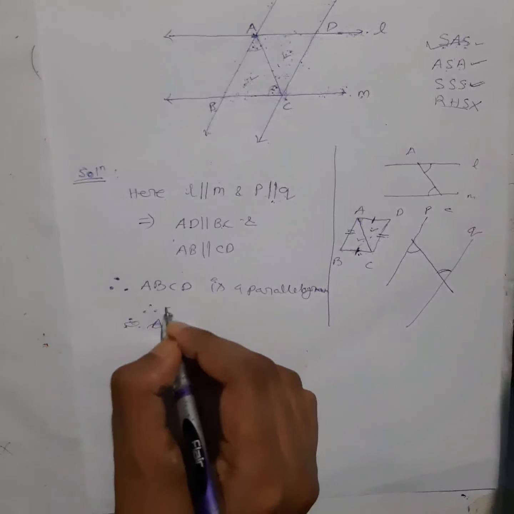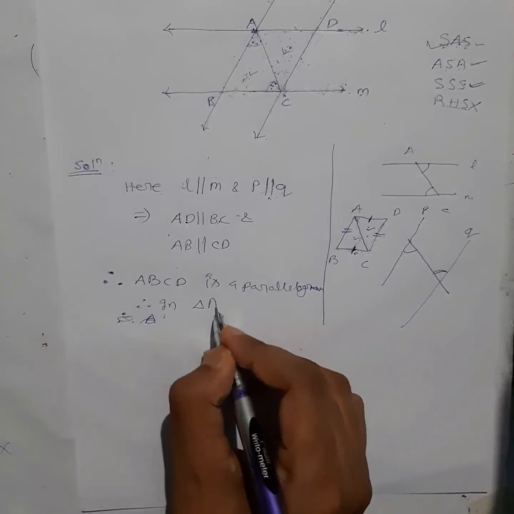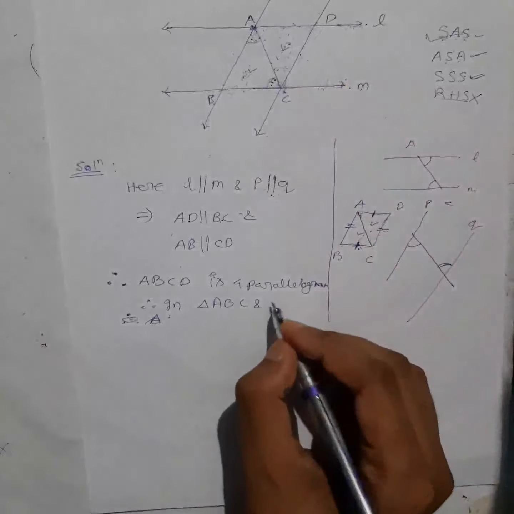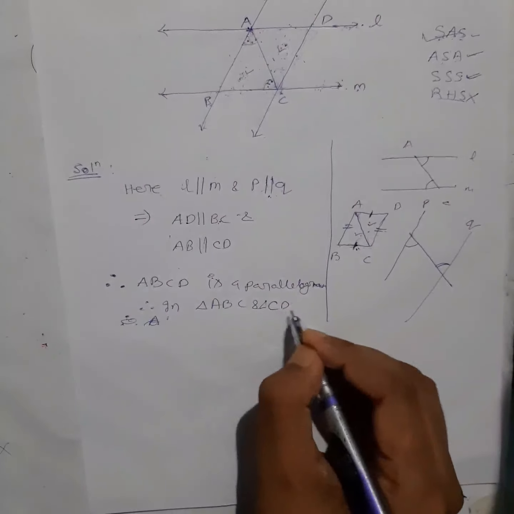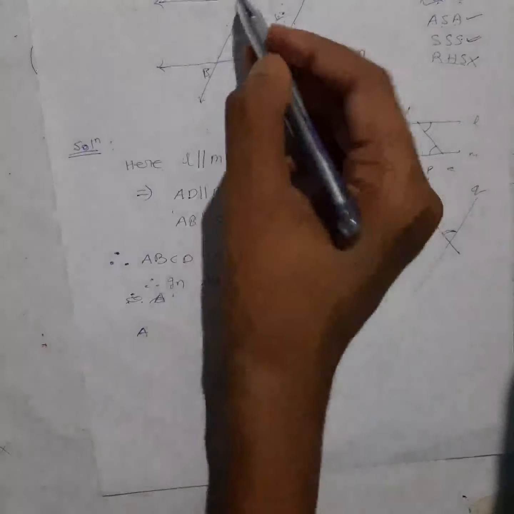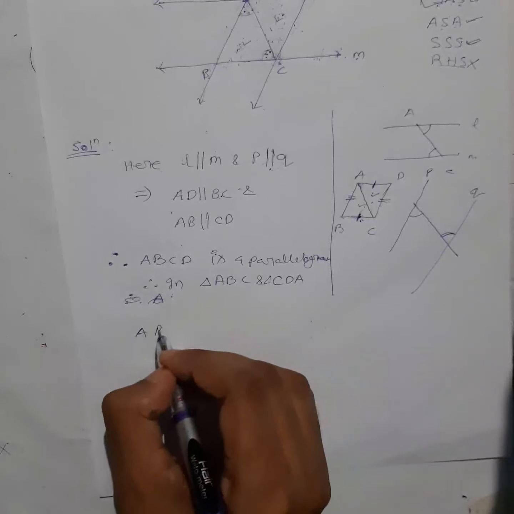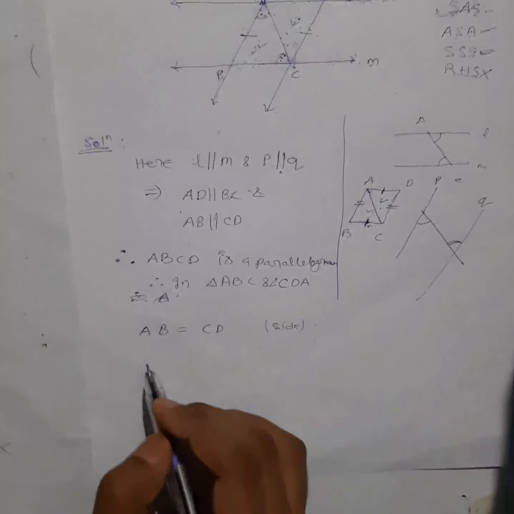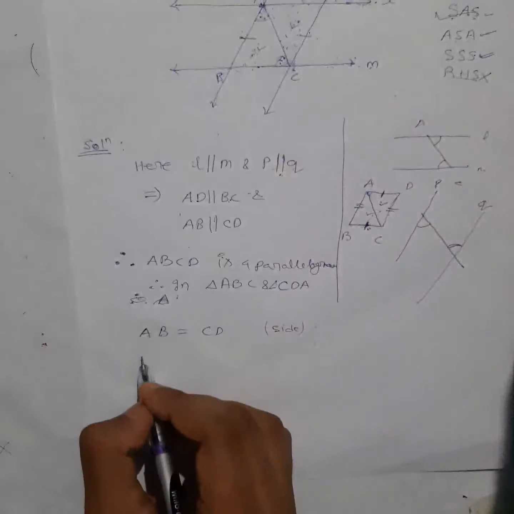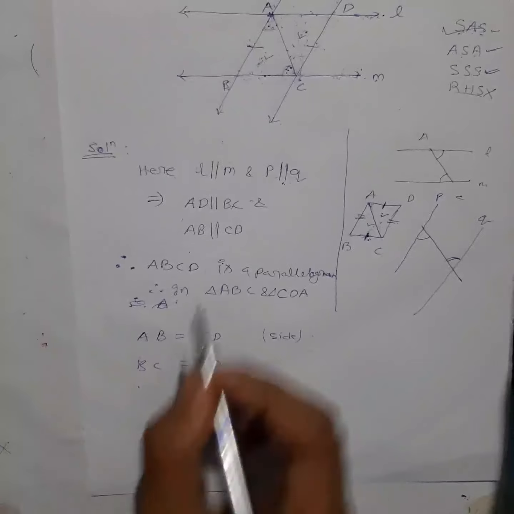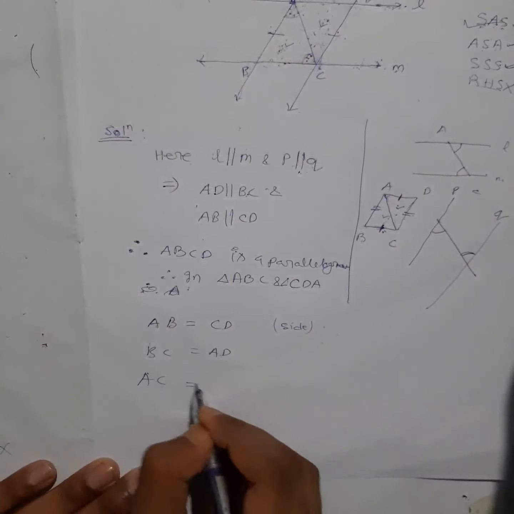Therefore in triangle ABC, in this triangle and this triangle CDA, can I say ABC I have taken, right? So I will write AB is equal to CD. This side and this side will be equal. AB is equal to CD. So this is the side I have shown equal. Next, can I write BC equal to AD? I can write. And the next one is AC is equal to AC.